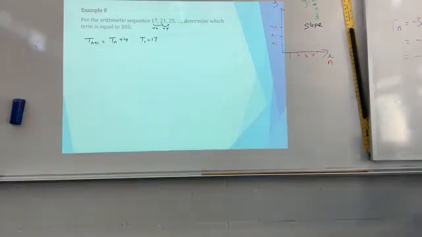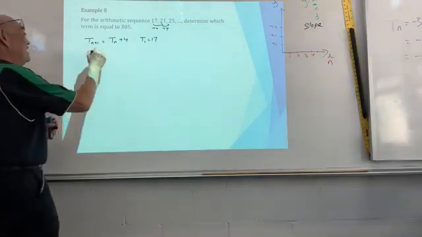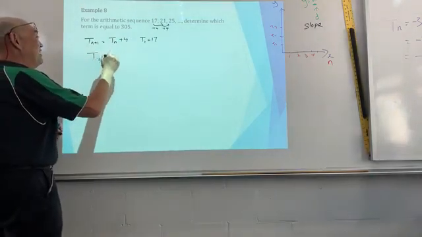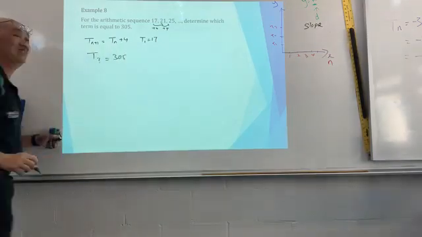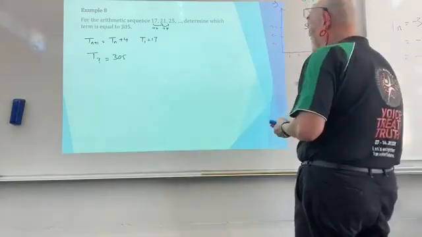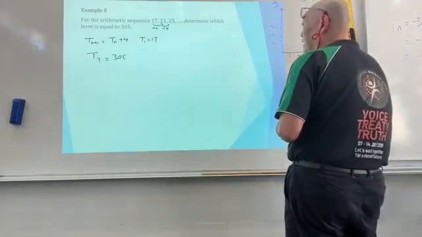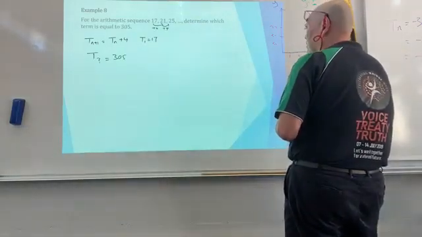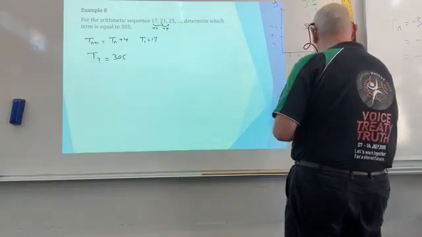Happy with that? Yeah? So we want to know T question mark equals 305. Alright, there are two ways of doing it. I'm going to show you the calculator way first. So Tn plus 1 equals Tn plus 4, T1 equals 17.